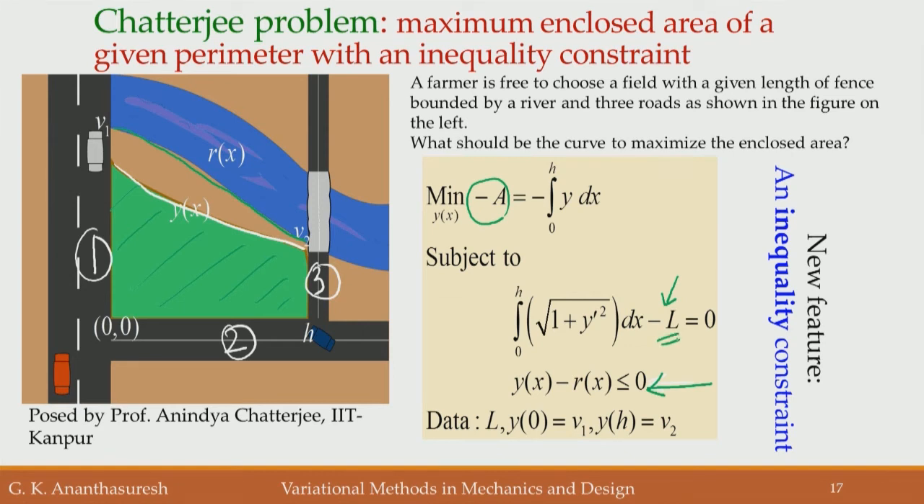Now, how do you solve the problem? Because you have a functional here and there is a constraint which is also a functional, and there is a function constraint on y that should be less than or equal to r of x, which is the river curve. This is how we formulate the problem based on what we have. Later on we will discuss how to solve these things.